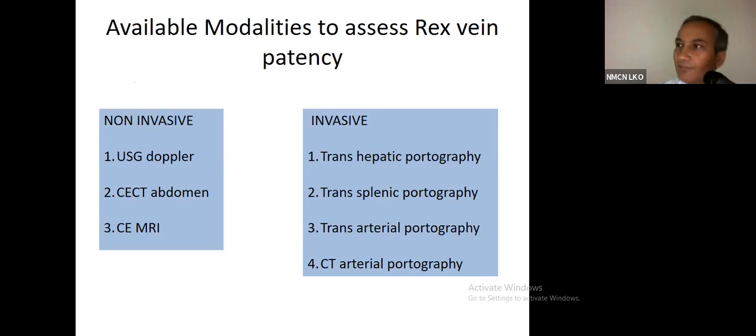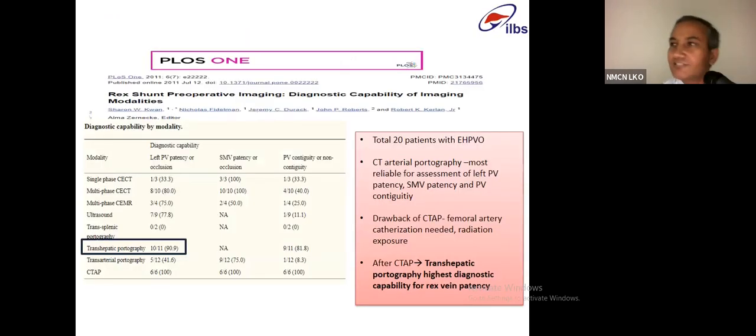So what are the available modalities to assess the Rex vein? Available modalities are ultrasound, CT and/or MRI. The CTAP, which is CT arterial portography, has a sensitivity of around 100%. But closest to CTAP is transhepatic portovenography or retrograde hepatovenography.